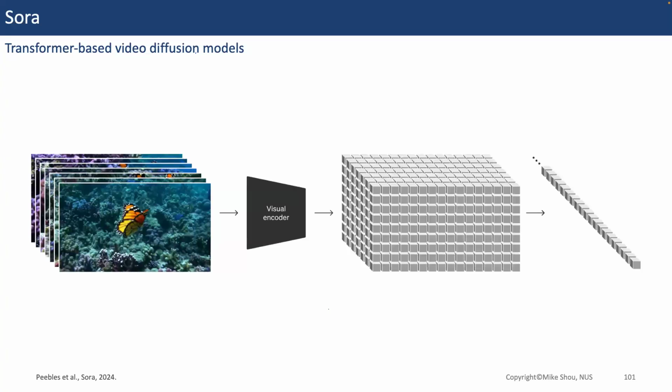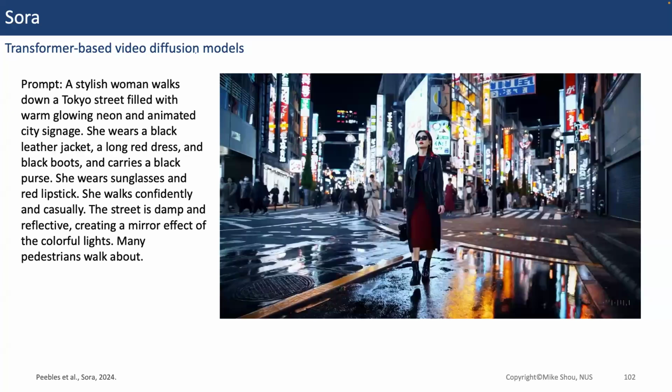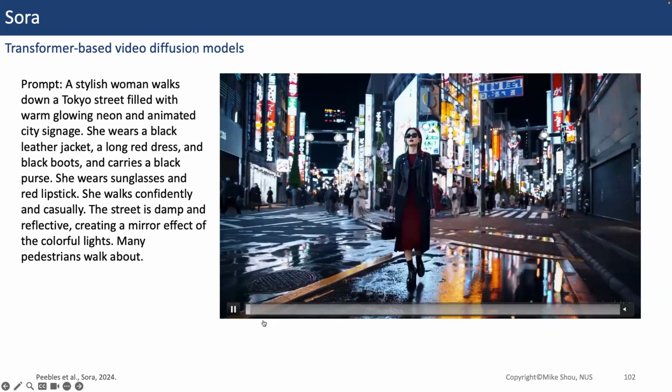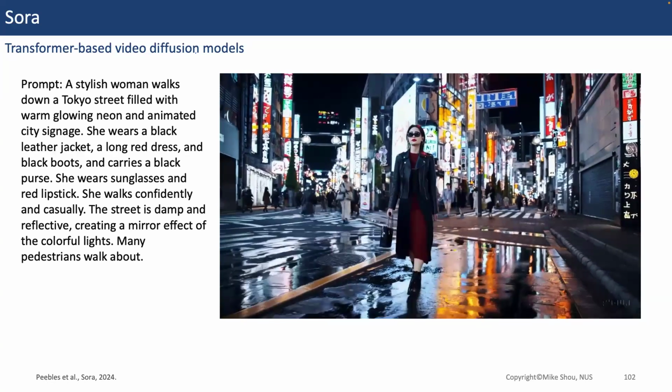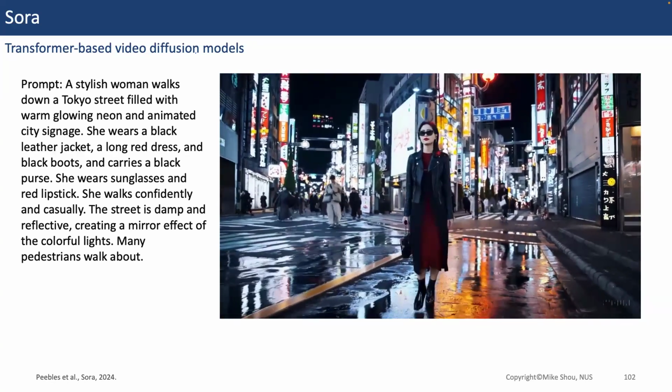They follow a similar pipeline of using a visual encoder to encode both images and videos. The visual input is represented as a sequence of space-time patches, which serve as the transformer input tokens. So yes, the results generated by the Sora model, I believe most of you have actually seen this before.